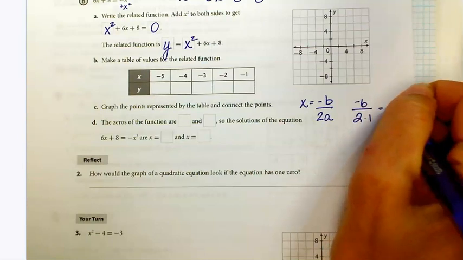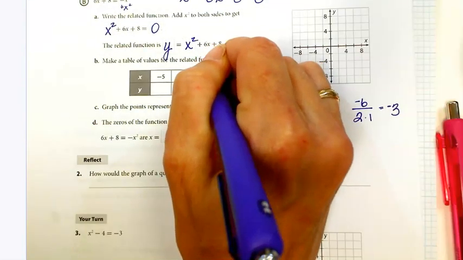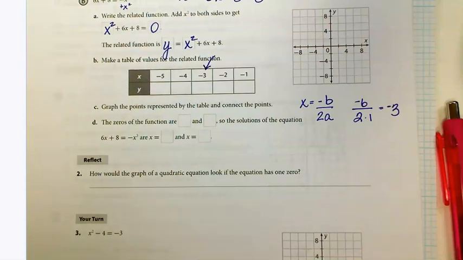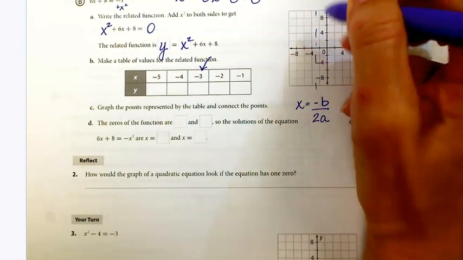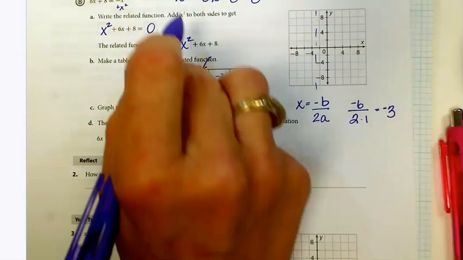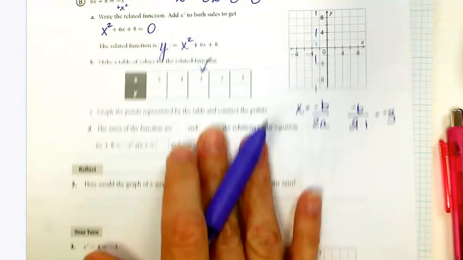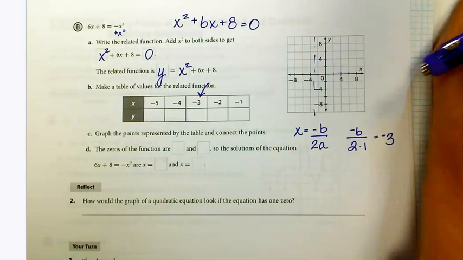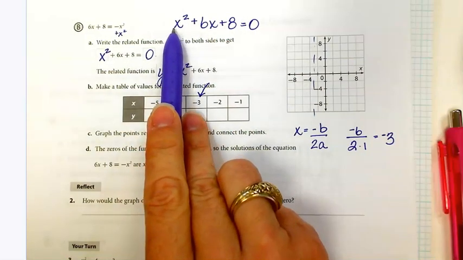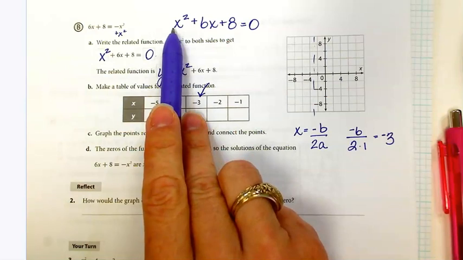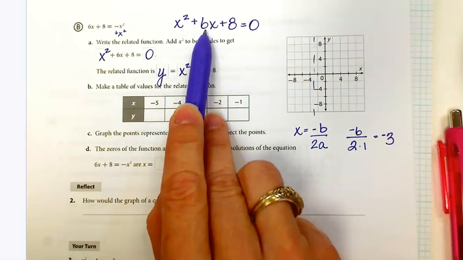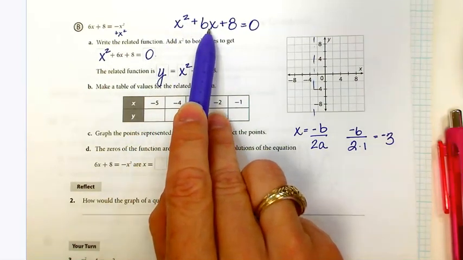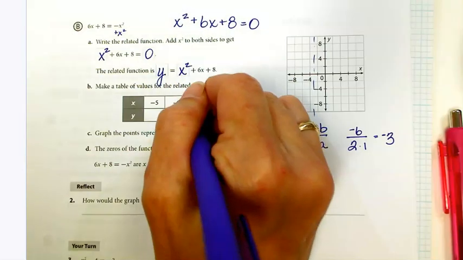is -3. So this is going to be our vertex. -3 is going to give me an axis of symmetry right there. Put -3 in and chug out whatever y value that generates. So -3 times -3 is 9. 9 plus -18, because 6 times -3, 9 plus -18 is -9. And then plus 8 is -1, if I do my math right.